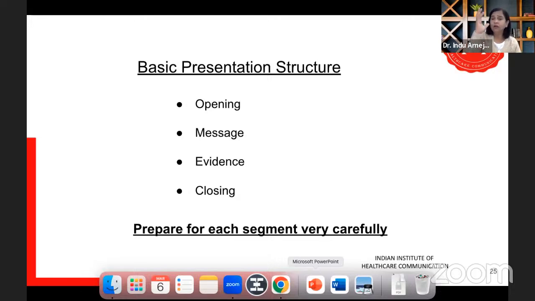A lot of us do a wonderful opening. They have a beautiful message, but then there's no evidence. A lot of time we have a wonderful message and a wonderful opening, but the closing is not done well. There's no takeaway, there's no learning, there's no recapitulation. So we have to make sure that we give them the content in a very structured manner.